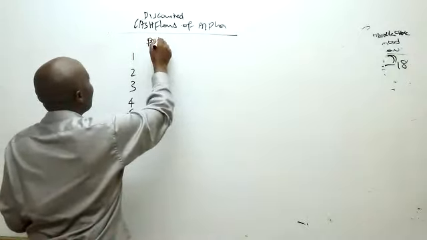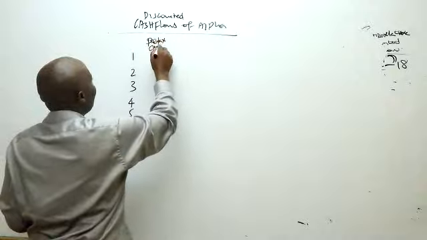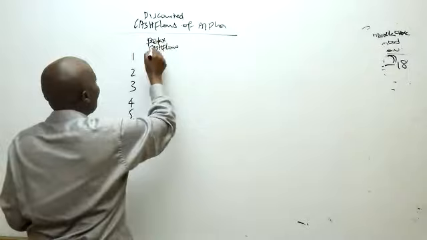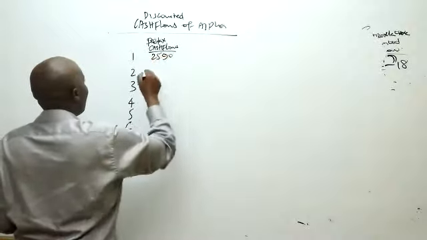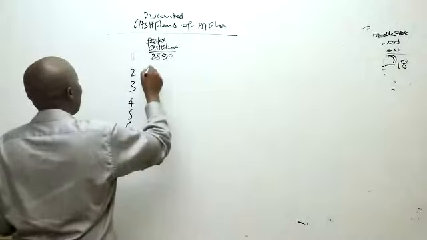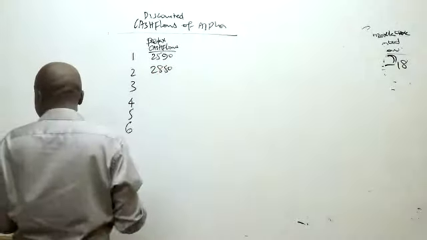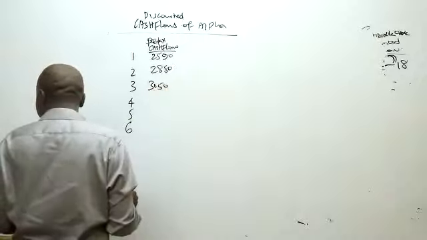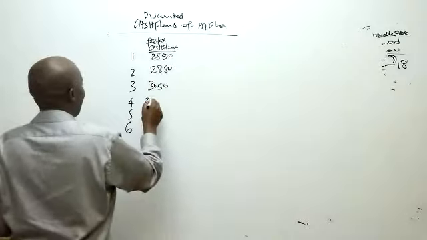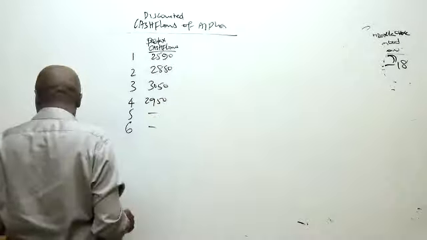Pre-tax cash flows. So pre-tax cash flows, what do we have there? The first is 2590. The second one is 2880. The third one is 3050. The fourth one happens to be 2950, and then there's nothing there, nothing there.